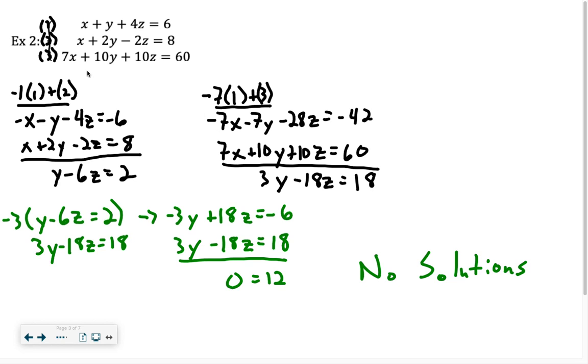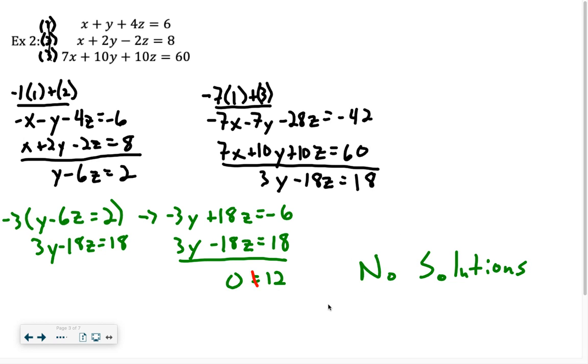Then I eliminated the x's again by taking -7 times the first equation and adding that to the third equation. When I did that, I got 3y minus 18z equals 18. So then, to solve this system of equations, I multiplied the first equation by -3. And in doing that, when I added these two equations together, I got 0 equals 12, which is not a true statement. That means there are no solutions.